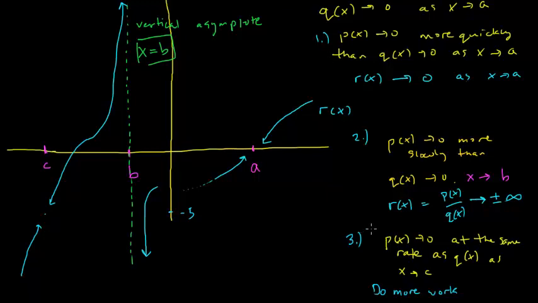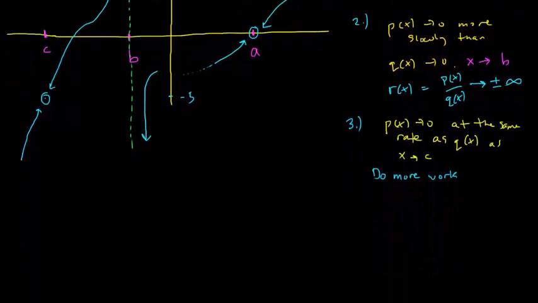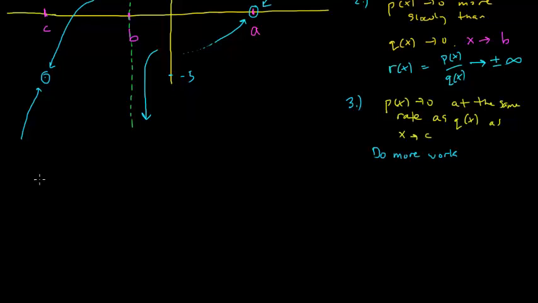Alright, so those are the three cases, and I want to make one more point. In each of these three cases, what do you think would happen at the point x equals a, or at the point x equals b, or at the point x equals c? Is there going to be a function value, or is there going to be no function value? Well, I'm going to argue in all three cases that x equals a, x equals b, and x equals c, our function, r of x, will be undefined.